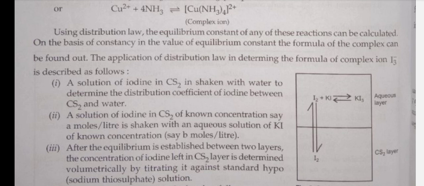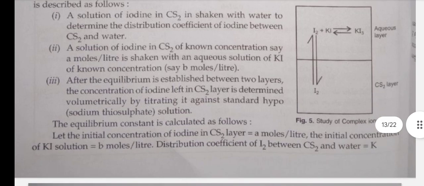A solution of iodine in CS2 of known concentration, say a moles per liter, is shaken with an aqueous solution of KI of known concentration. After the equilibrium is established between the two layers, the concentration of iodine left in the CS2 layer is determined volumetrically by titrating it against standard hypo solution. The equilibrium constant is calculated as follows.